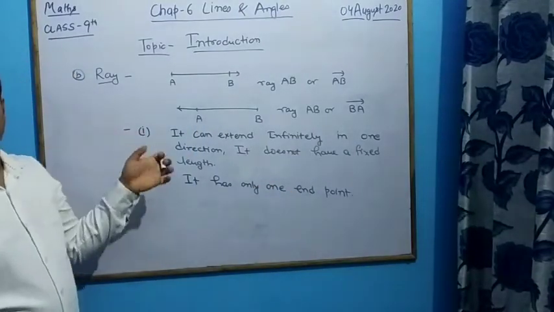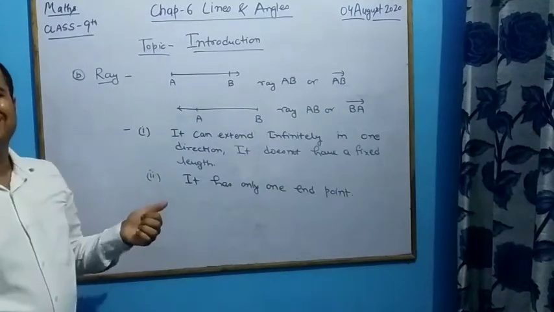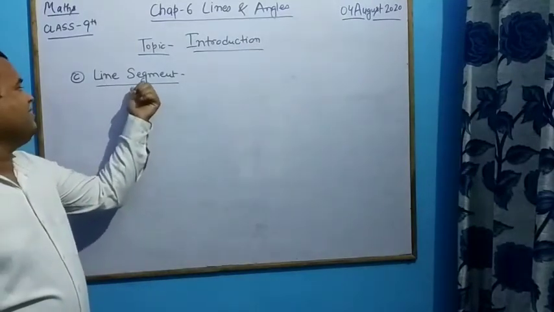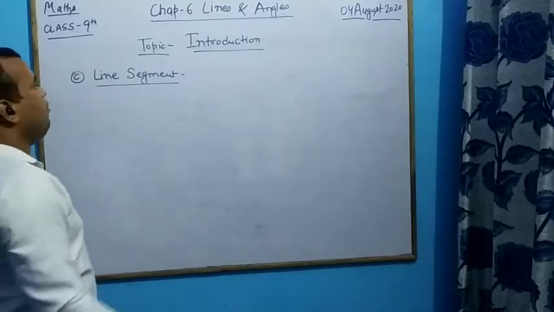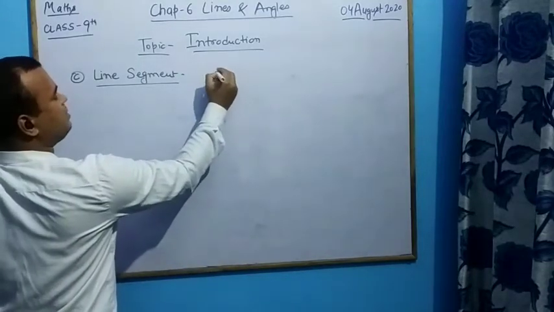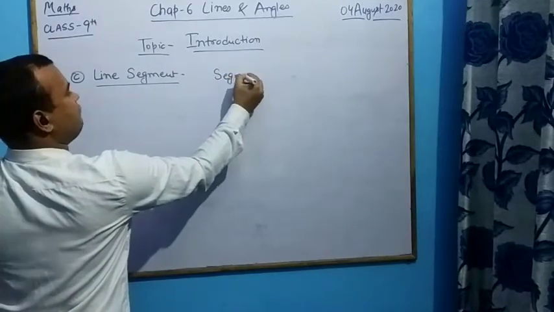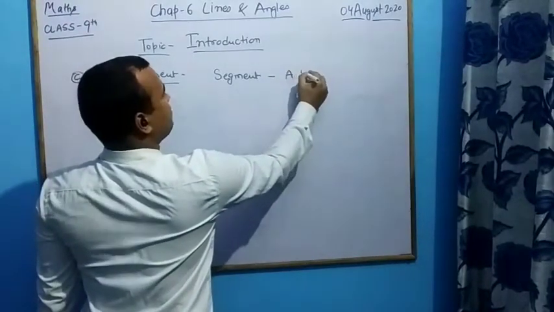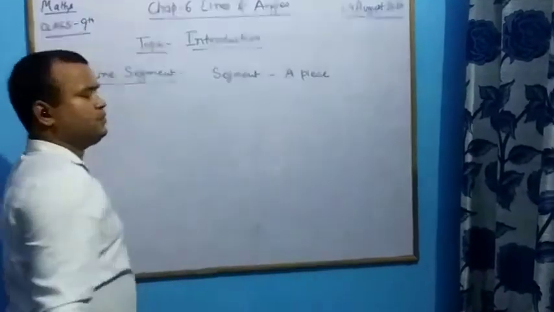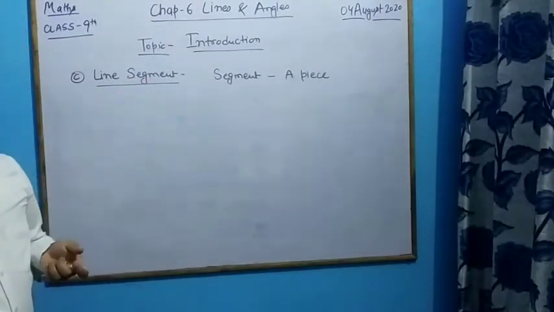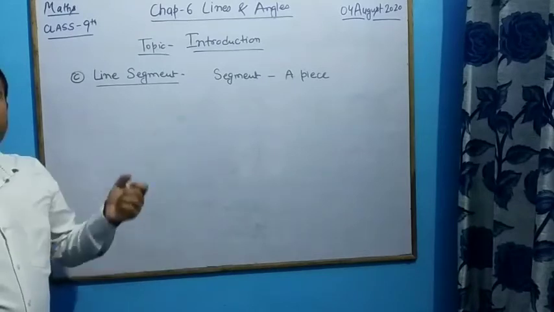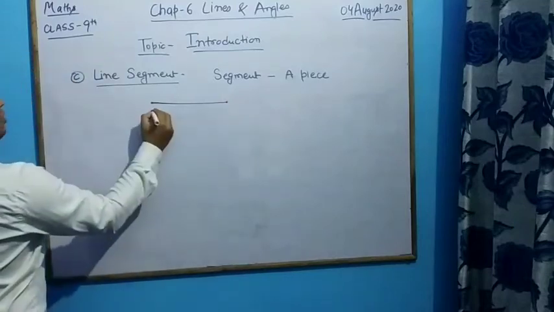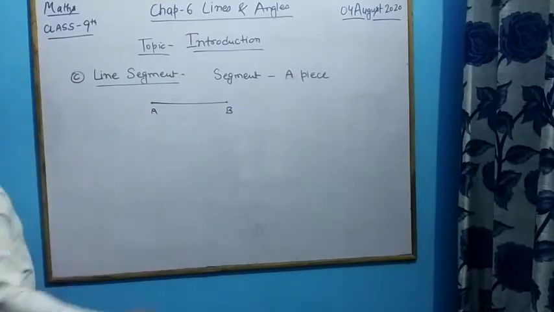Now let us see the third type of line, that is line segment. Here we see that line segment consists of two words. First is line and the second one is segment. What do we mean by segment? By segment we mean a piece, that is a piece of a line. When we talk about a piece of line, it means that it has two endpoints, and its length is fixed.